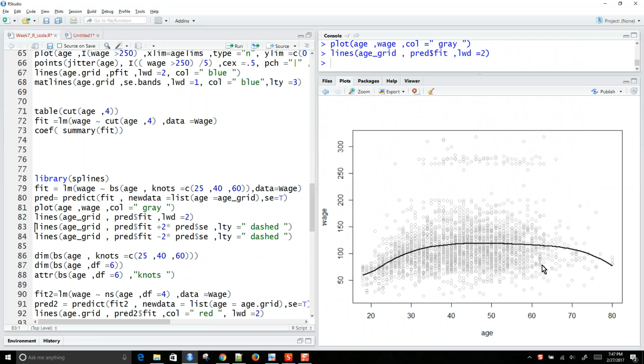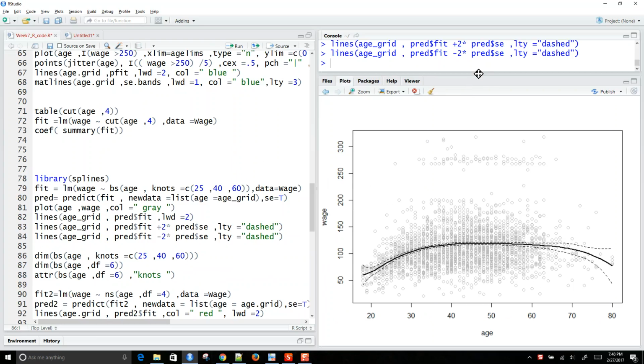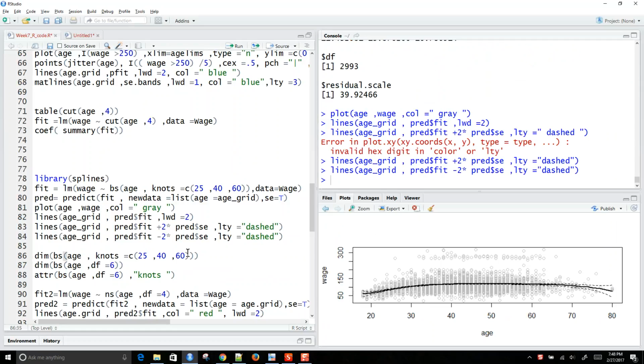I have to get rid of the leading and trailing space here. So we can see how our function works here. And if we look at some properties of the basis spline function itself, if I look at the dimensions, it produces 3,000 by 6 dimensions here. Let's look at the dimension of wage.